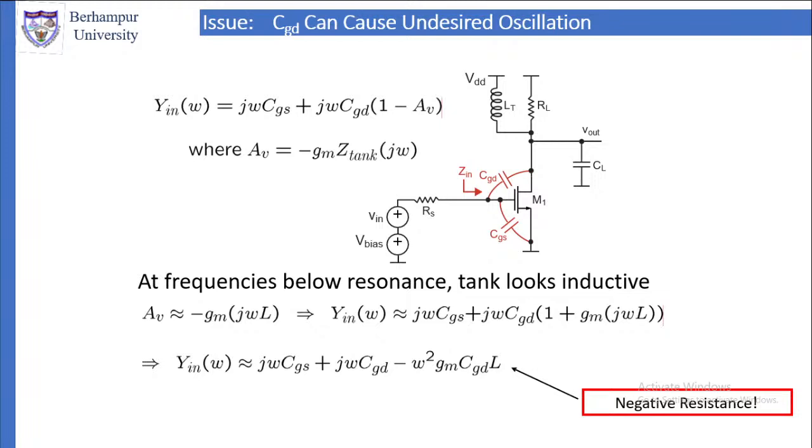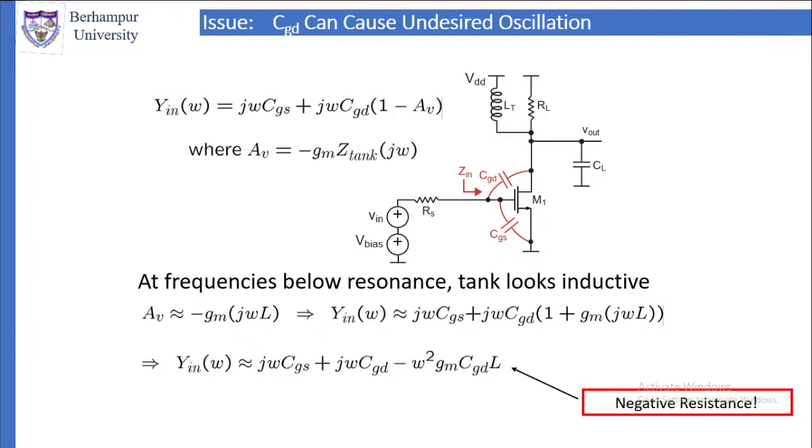We are going to use this expression when CGS and CGD are dominant. Here AV is the gain. Gain is equal to minus GM into Z tank, where Z tank is the impedance of the tank circuit. In the previous slide, we have also seen that AV is equal to GM into RP. Now RP is replaced here by minus GM into Z tank.